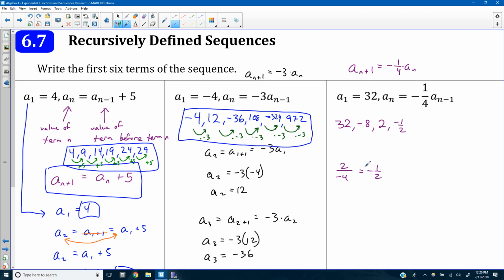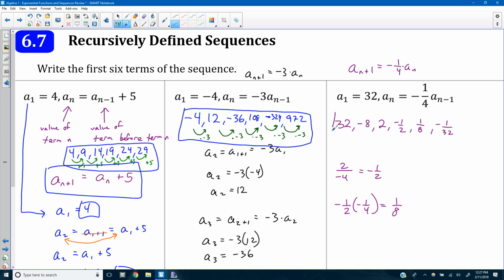Negative 1/2 divided by negative 4, well, this is where it might be easier to say times negative 1/4. Negative 1/2 times negative 1/4 is positive 1 over 8. So this becomes 1 over 8. And 1 over 8 times negative 1/4 is negative 1 over 32.